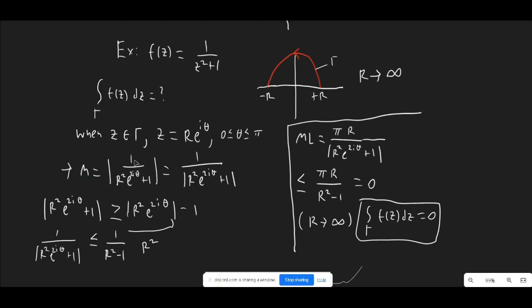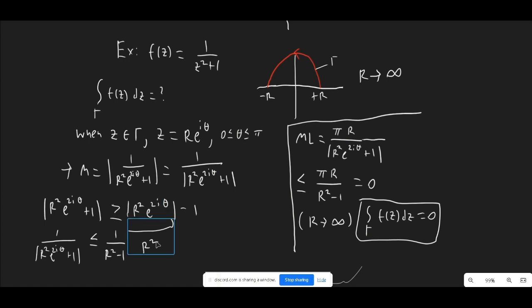And again, we don't know the exact value of theta here because we're talking about the maximum possible value of f of z over this point. So theta could be really any value in between 0 and pi. So take the modulus on the top and bottom, and then using the triangle inequality from before, we know that the modulus of r squared e to the 2i theta plus 1 is greater than or equal to the modulus of r squared e to the 2i theta minus 1, and the modulus of r squared e to the 2i theta is just r squared, right? Because e to the 2i theta is just some angle that we're multiplying by.